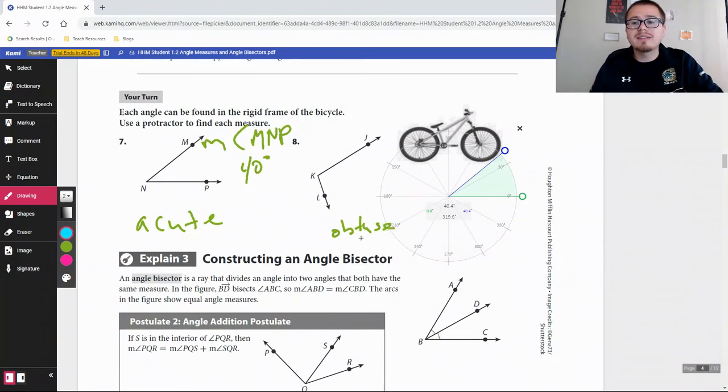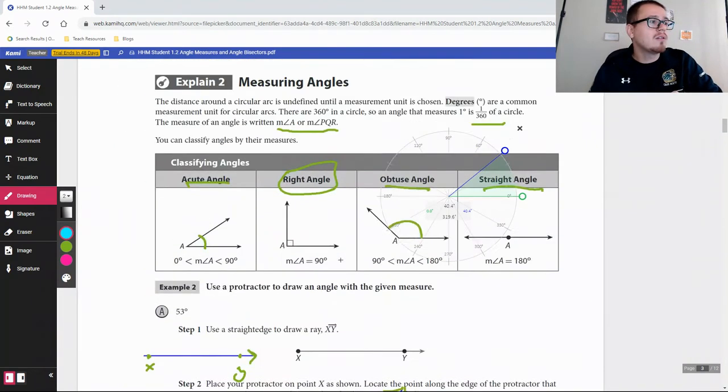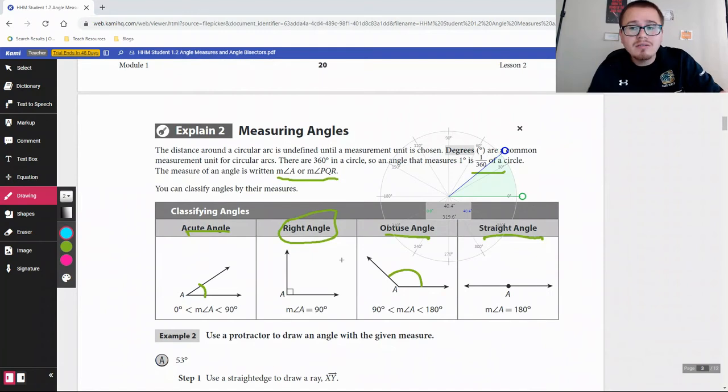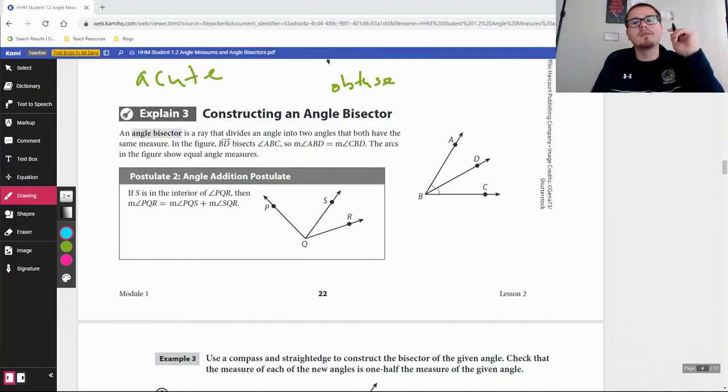All right, so that was explained too. So let's go back up. Let's see what the goal was. Make sure we can do it. Can you measure angles? Do you understand that they come in degrees? Do you know the 4 types? If so, we're good.